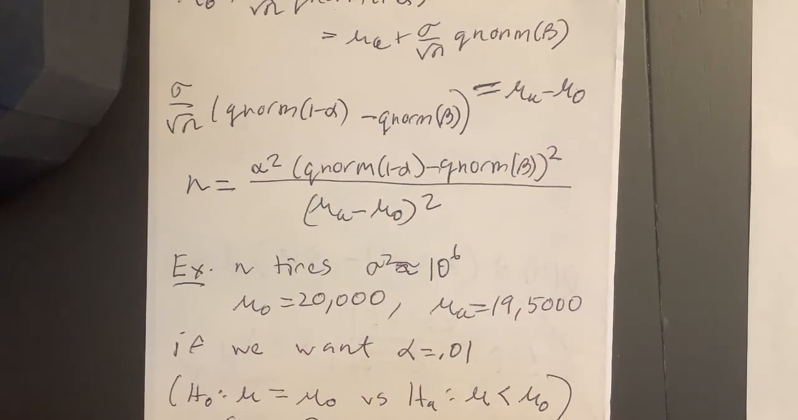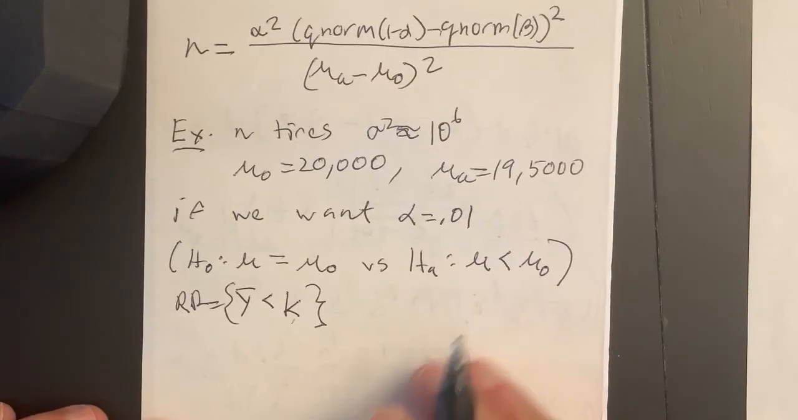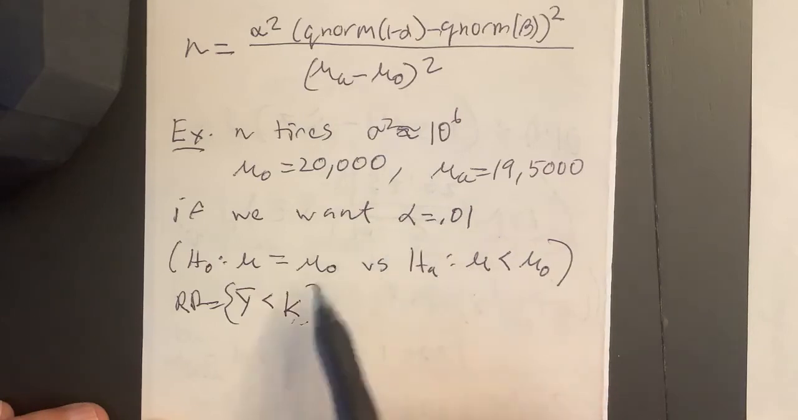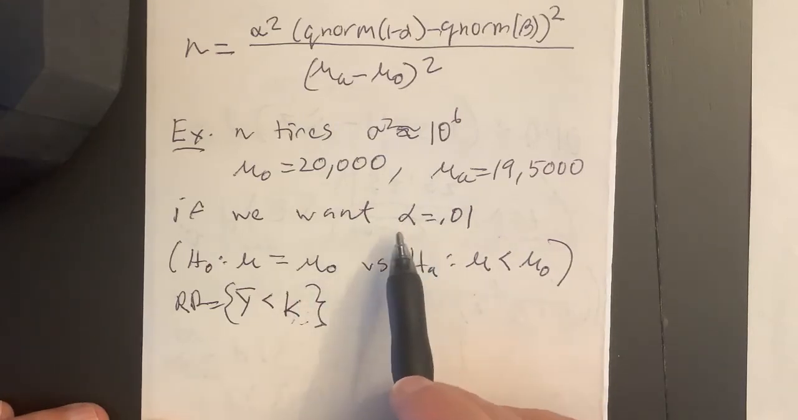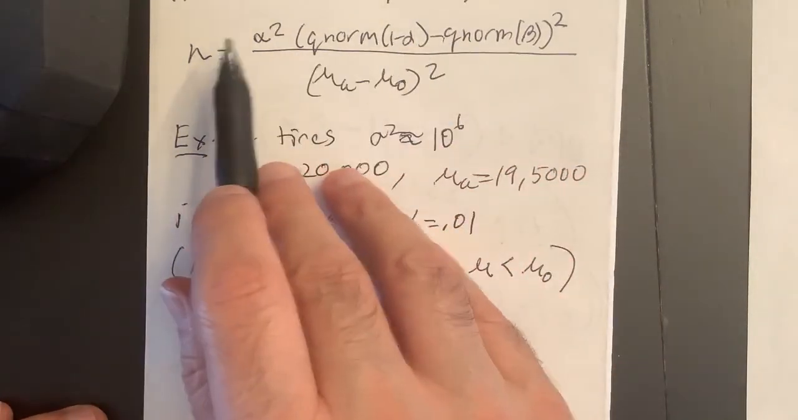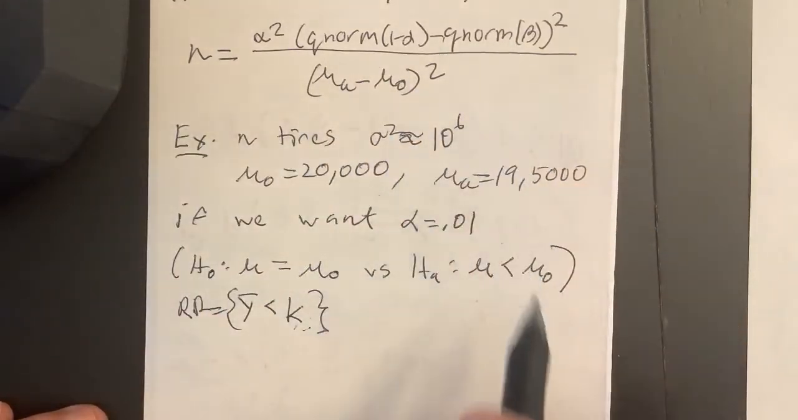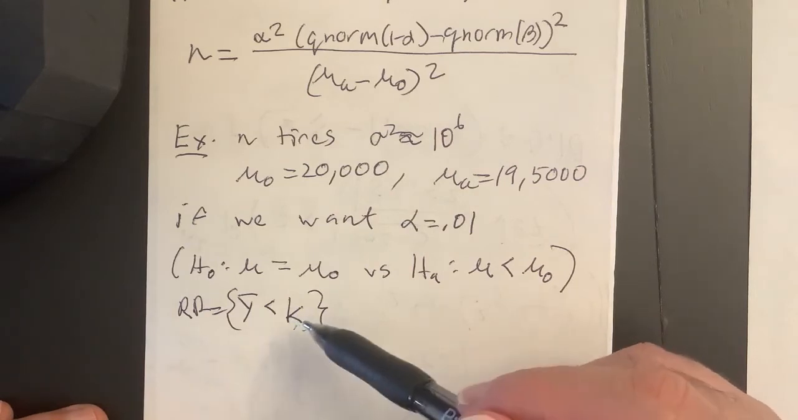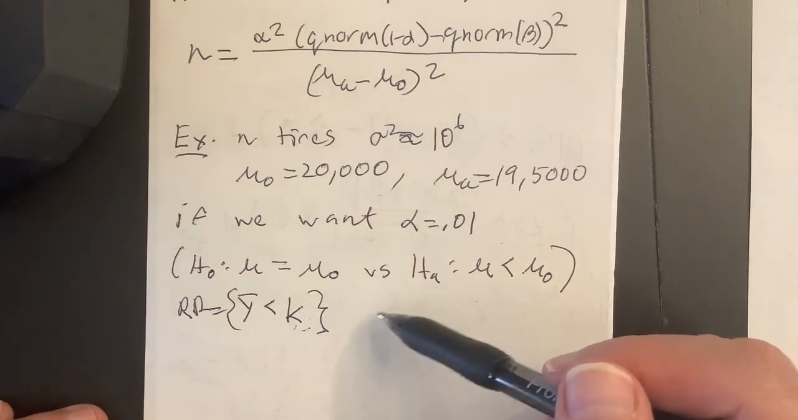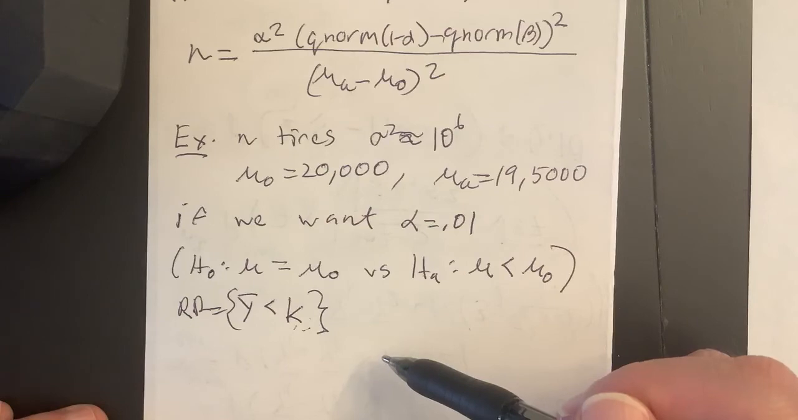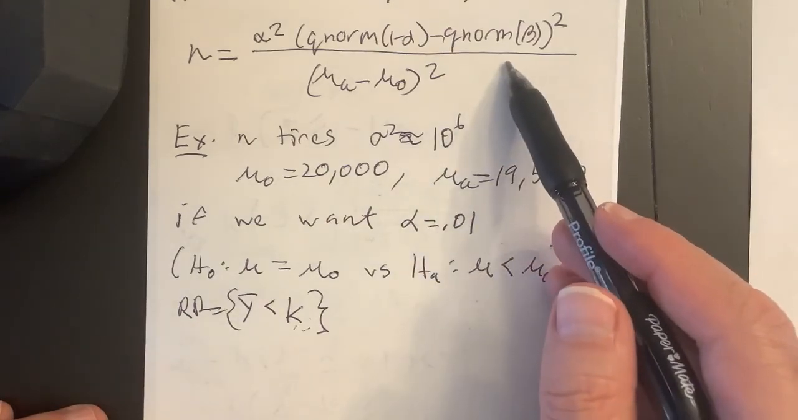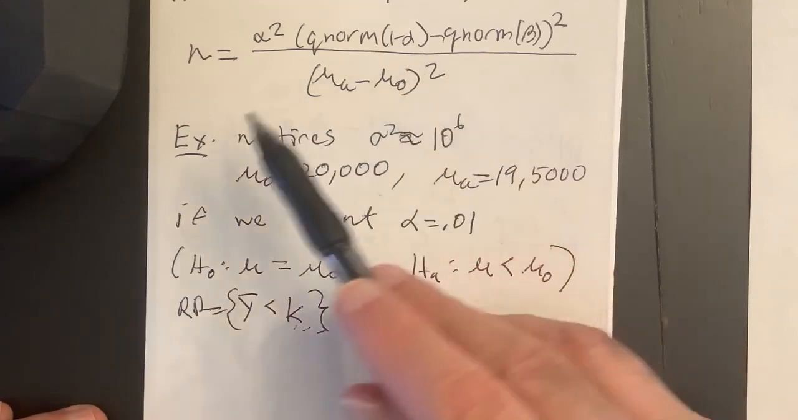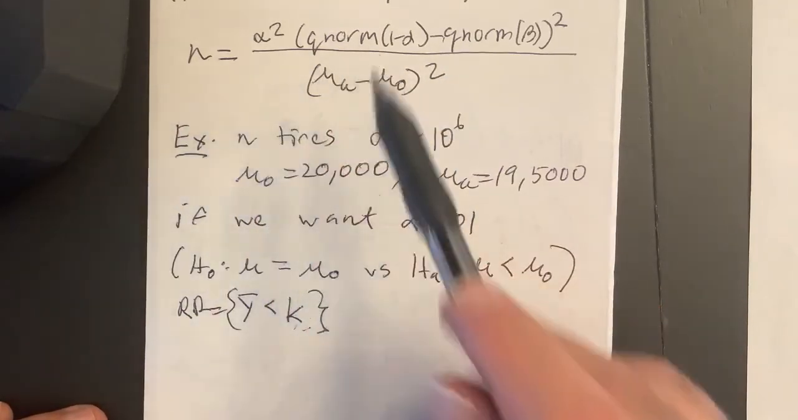Now I would have to reset k from the last value because I'm changing alpha to be 0.01. k is based on alpha, but that doesn't change this equation here for n. So k is based on alpha, set k. Now, if I want to additionally specify beta, I can keep alpha what it was, and all I have to do is increase n here.